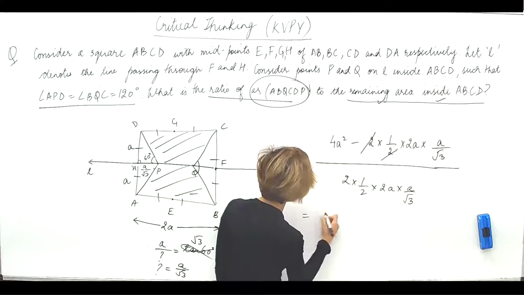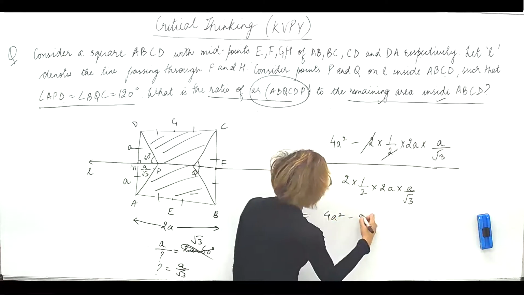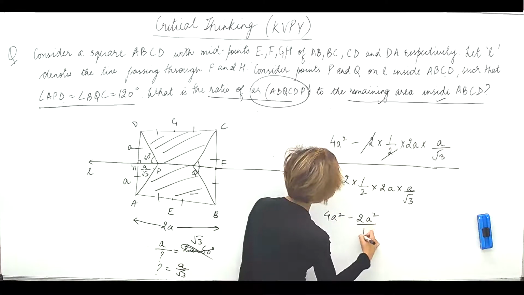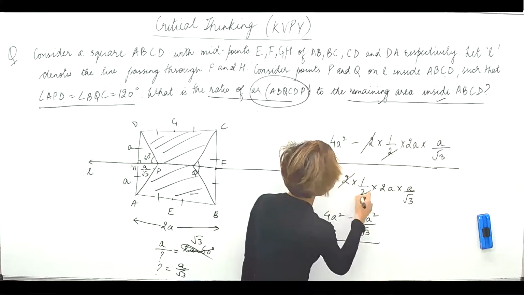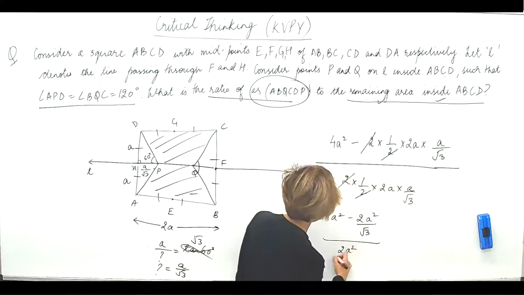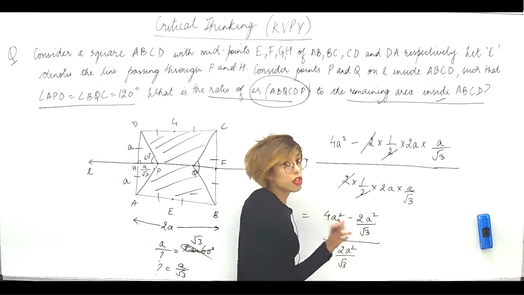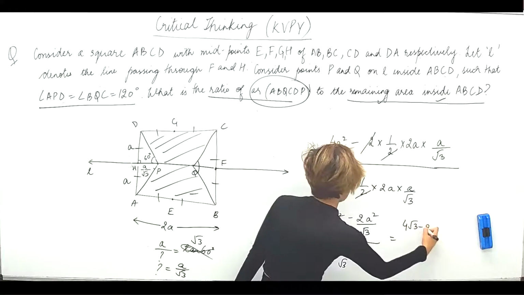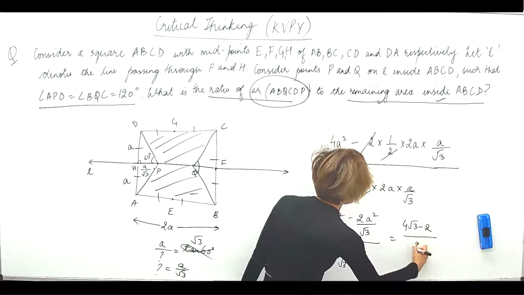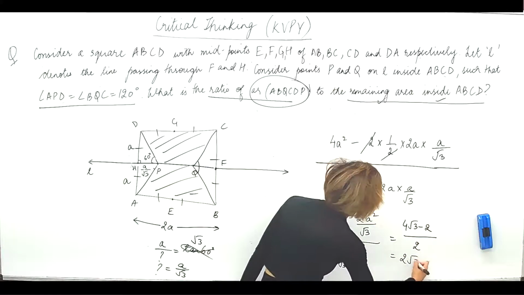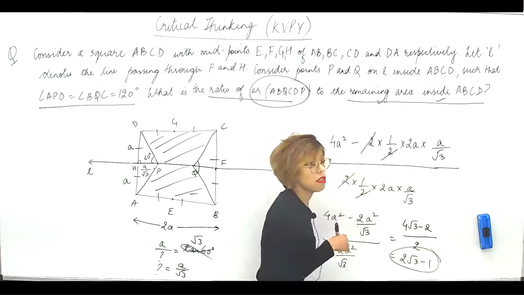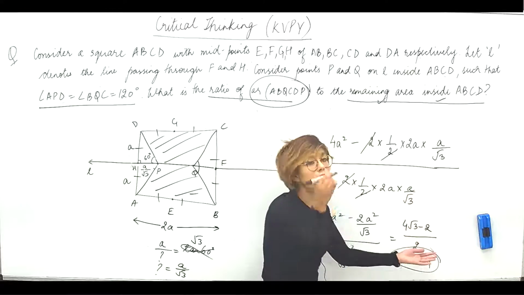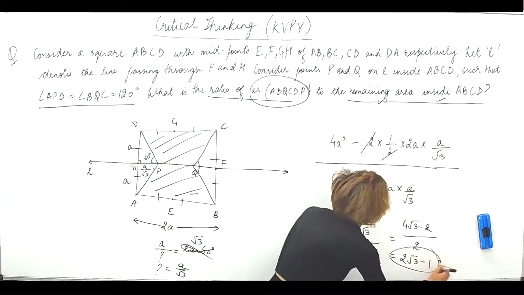Okay, so this becomes 4a square minus 2a square by root 3, whole divided by this, and this can cancel. So 2a square by root 3. Obviously, a square cancels, taking it common you can cut it out. So this is 4 root 3 minus 2, whole divided by 2. Right? So 2 root 3 minus 1, which is your answer. Ratio is 2 root 3 minus 1 is to 1.